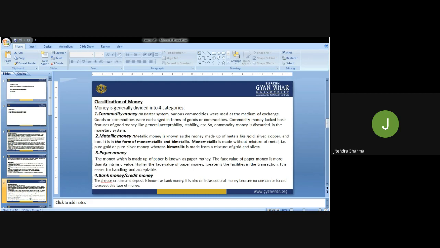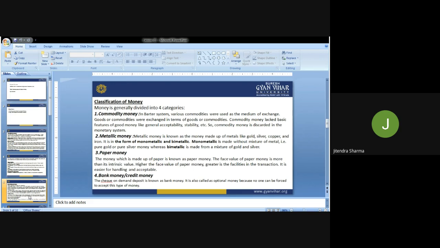Monometric money is made without mixture of metal, and bimetric is made up of a mixture of gold and silver. So this is like that. So metallic money was earlier in practice. Nowadays paper money. Still we have bimetric money here, more than that, the metals we are using, the coins which we have nowadays in practice, they are of like that.